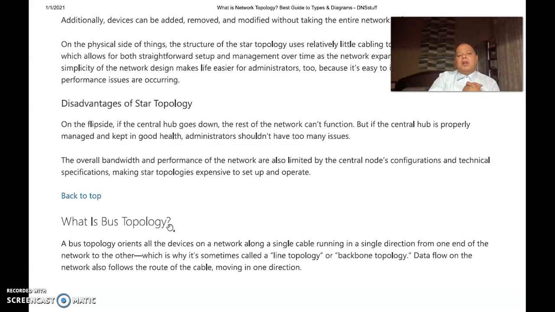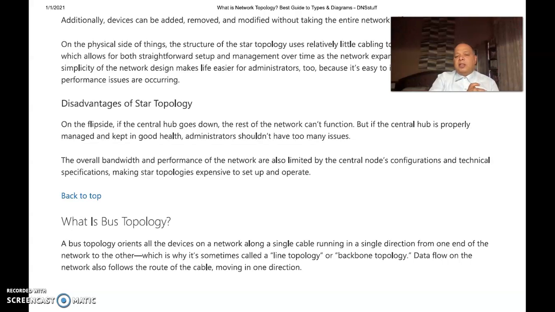In bus topology, you can see that it is like a bus. You have been studying microprocessors from graduation, BSc first year, so you know what a bus is. A bus topology is like orienting all the devices on the network along a single cable, running in a single direction from one end to the other end of the network. And therefore, sometimes this is also called line topology or backbone topology.